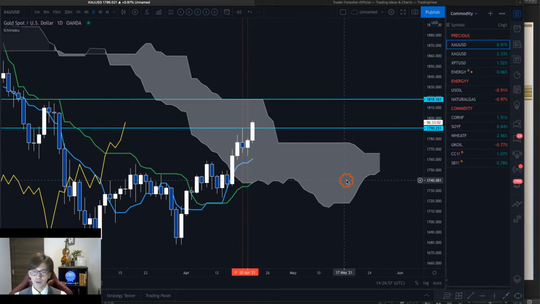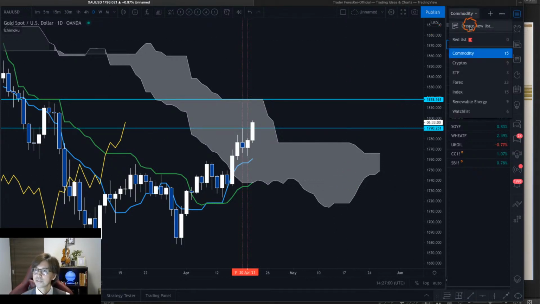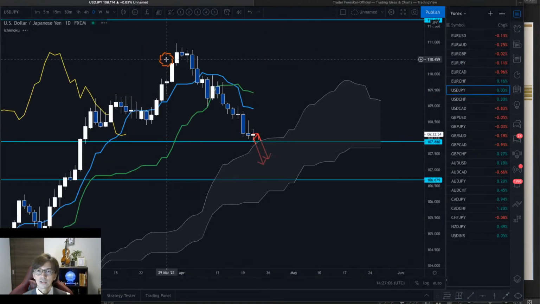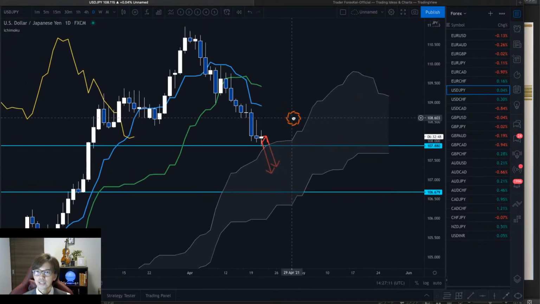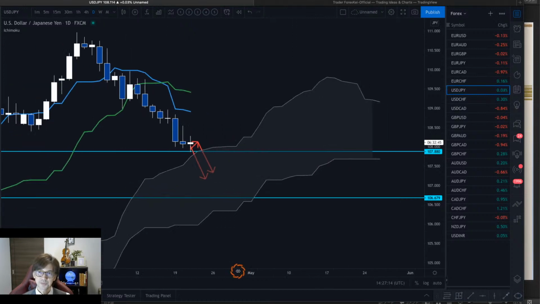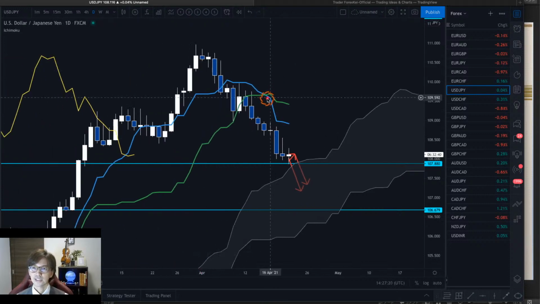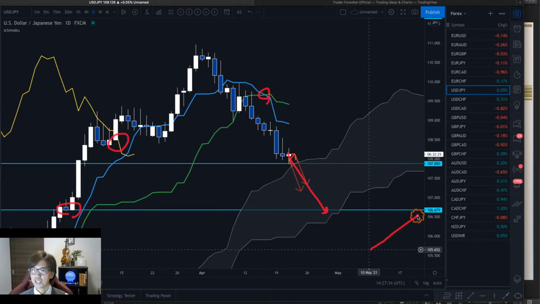Eric says USD JPY. Alright, let's check the USD JPY now. So USD JPY in the daily chart, this is retracing backwards now. And my view is still bearish because we had the Tenkan Kijun-sen dead cross and Chikou span breakout. So it looks like the market is heading towards the Senkou Span B level or the previous support level at this 106.67 level is my expectation.